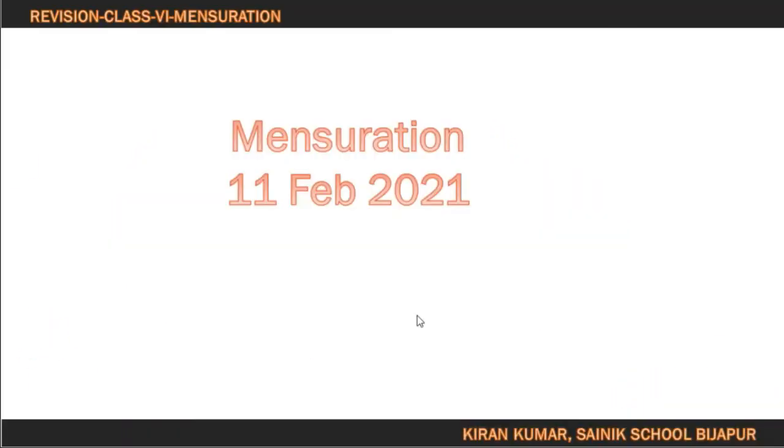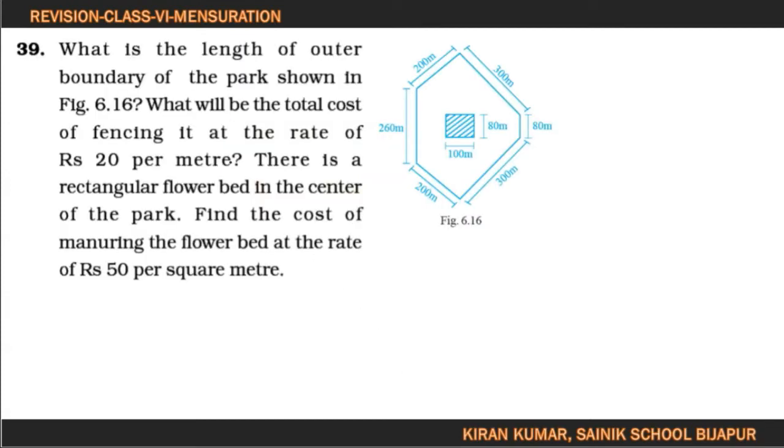Hello students, let us continue the session on revision in the chapter mensuration. 39th question is, what is the length of outer boundary of the park shown in the figure 6.16? What will be the total cost of fencing it at the rate of rupees 20 per meter?